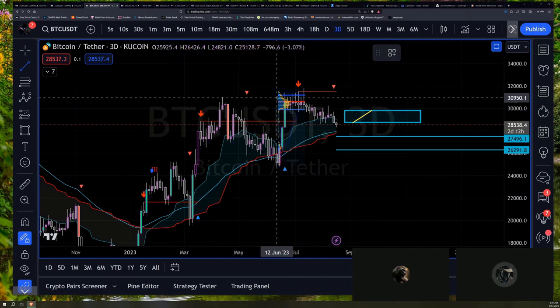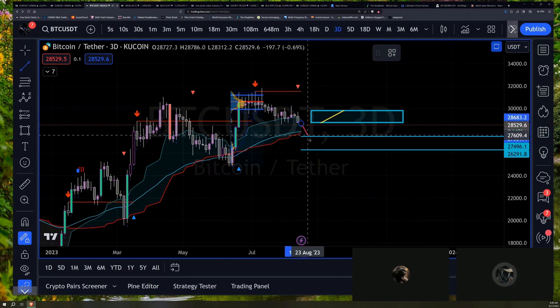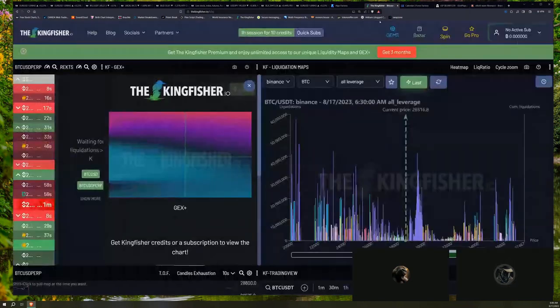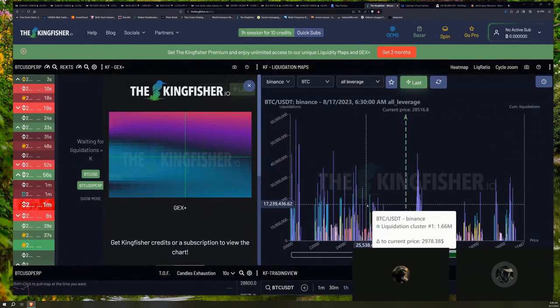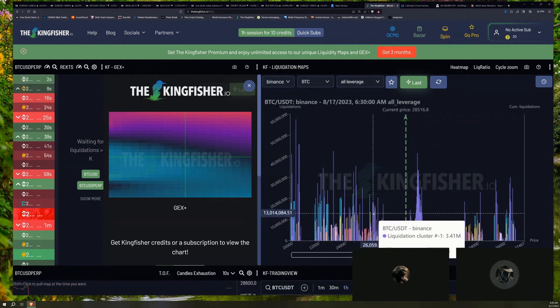This ranging that we've seen for, you know, a month is done. And if that's the case, if it is in fact done, then it might be a hard move, either down all the way to 26,000, or it might bounce at 27.5. And according to liquidity, you do have not a lot going on at 27.5. 26,000, you got a decent amount of liquidity to eat up.